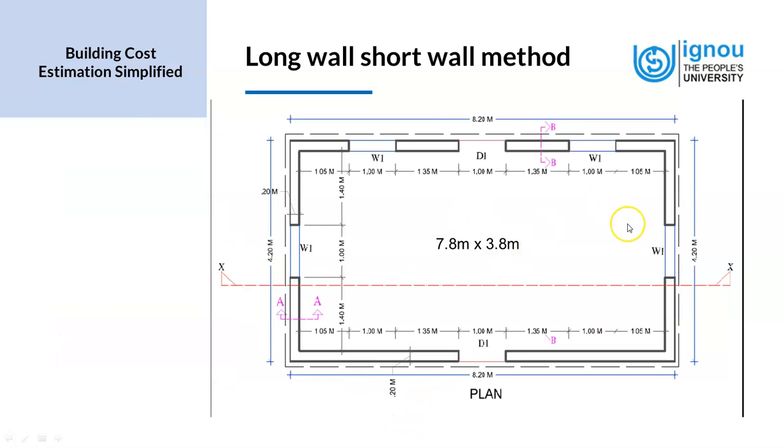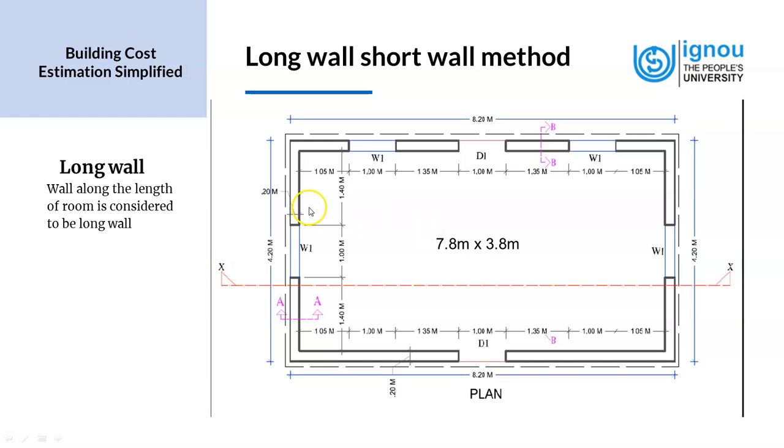So we have the same example that we were given earlier, a 7.8 by 3.8 meter room. This is the width of the room, and we will be taking this for our problem this time, to define the measurements of various quantities based on the long wall short wall method. So this is the plan. It's a 7.8 by 3.8 meter room. The longer dimension depicts the length, and the 3.8 is the breadth of the room.